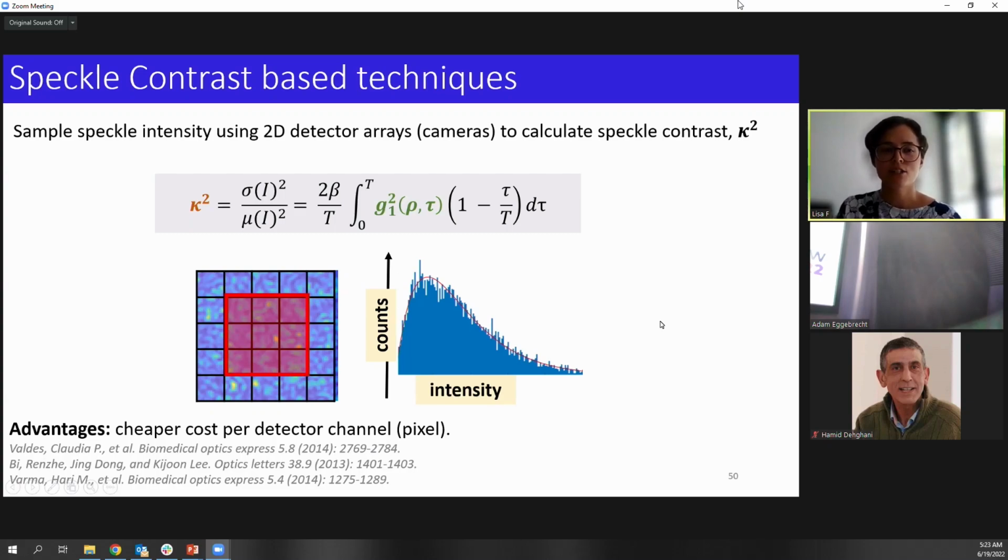The big advantage of these speckle contrast-based techniques is that you have a much cheaper cost per detector channel compared to DCS. If you remember, one of the ways to increase the precision in your DCS measurements was to increase the number of detector channels, and I said that there is a drawback to that because of the high price, as well as increasing the size of your system. But since in speckle contrast systems we use detector arrays, so cameras, each pixel in your camera is actually a detector channel. And since we have megapixel cameras, we have lots and lots of detector channels for a much smaller price per detector channel.